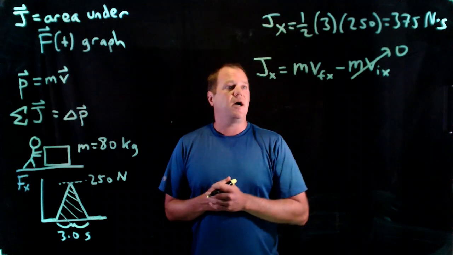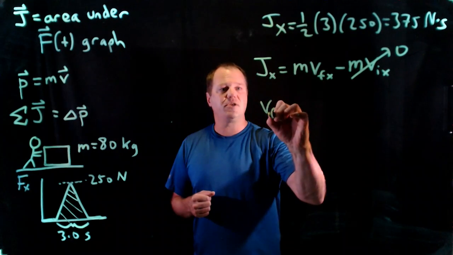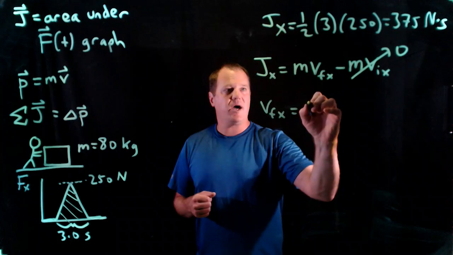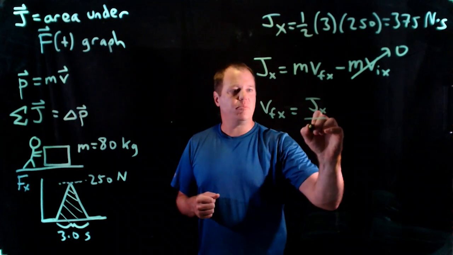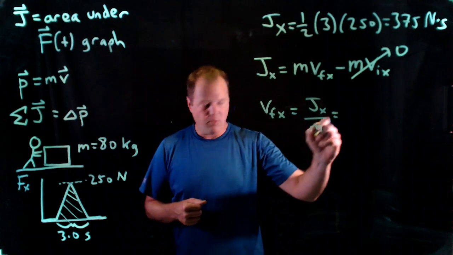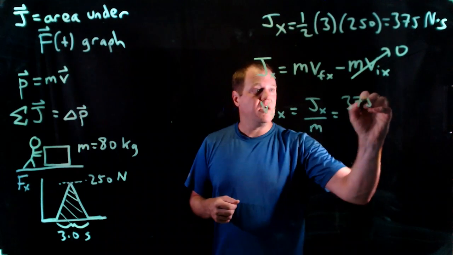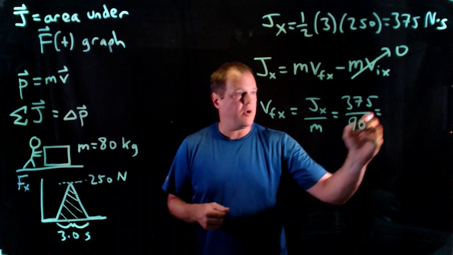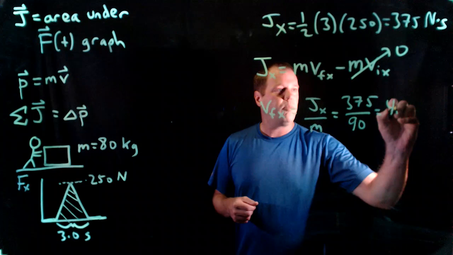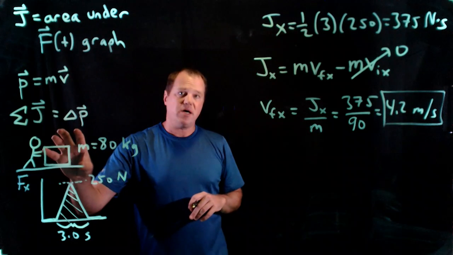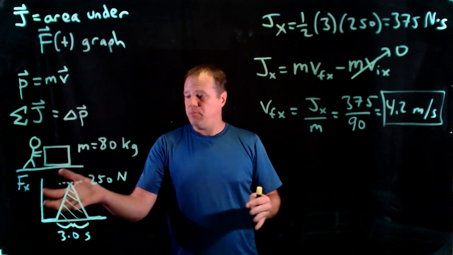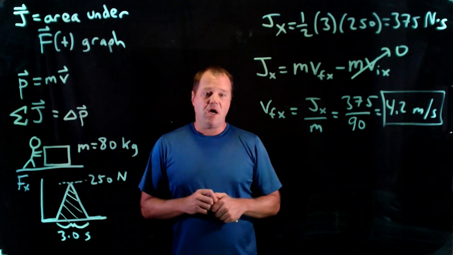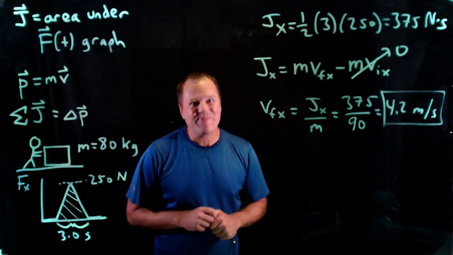We're just going to solve for the velocity of the box after this person pushes it. It would be the impulse, which is 375, divided by its mass, which is 90, and I end up with 4.2 meters per second. So a testable prediction as to how fast and in what direction this box is going to be going after this person pushes it with this variable force. Thanks for watching.